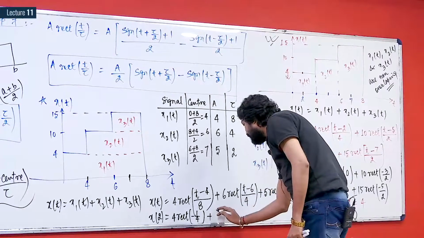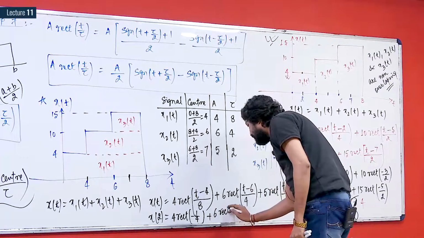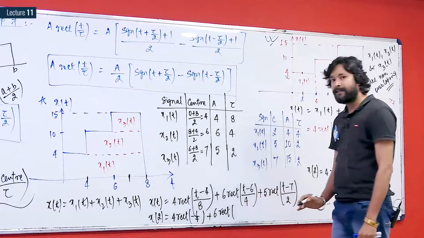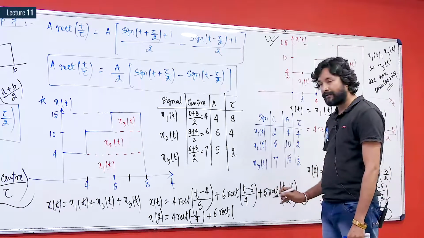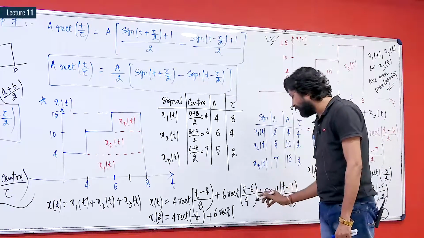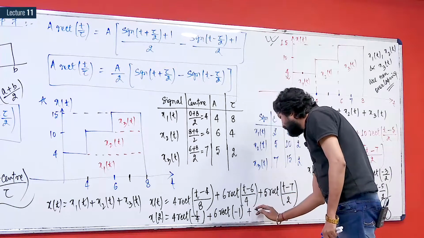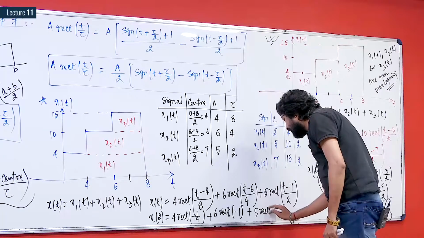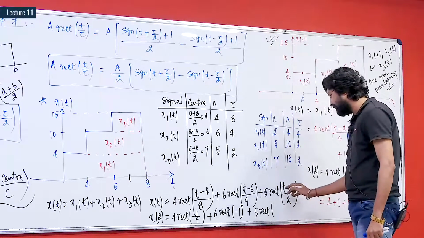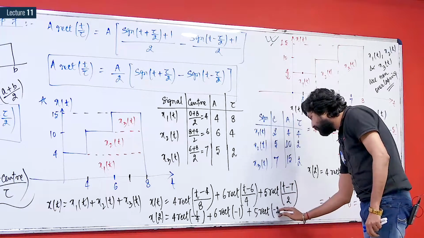Similarly, this rectangle will have value rect of (2 minus 6) upon 4, that is minus 4 upon 4, which gives you minus 1, and this will be rect of (2 minus 7) upon 2, that is minus 5 by 2, that is minus 2.5.